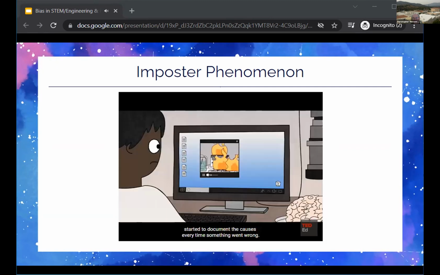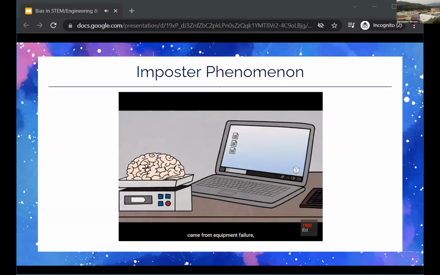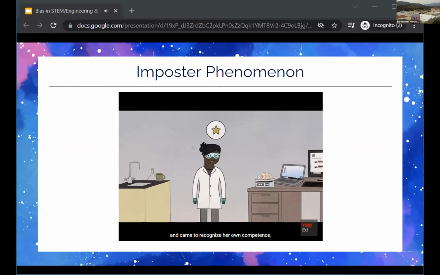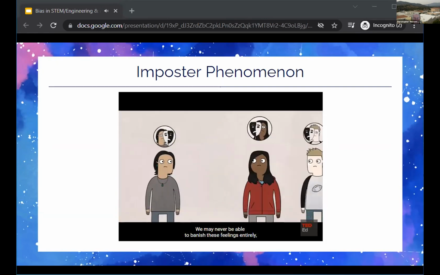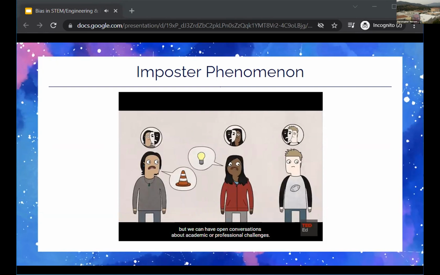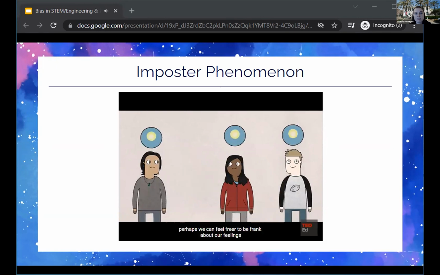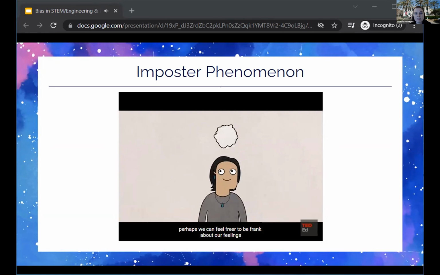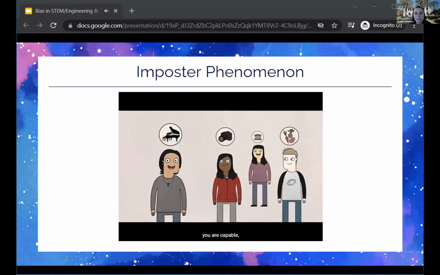One scientist who kept blaming herself for problems in her lab started to document the causes every time something went wrong. Eventually, she realized most of the problems came from equipment failure and came to recognize her own competence. We may never be able to banish these feelings entirely, but we can have open conversations about academic or professional challenges. With increasing awareness of how common these experiences are, perhaps we can feel freer to be frank about our feelings and build confidence in some simple truths.